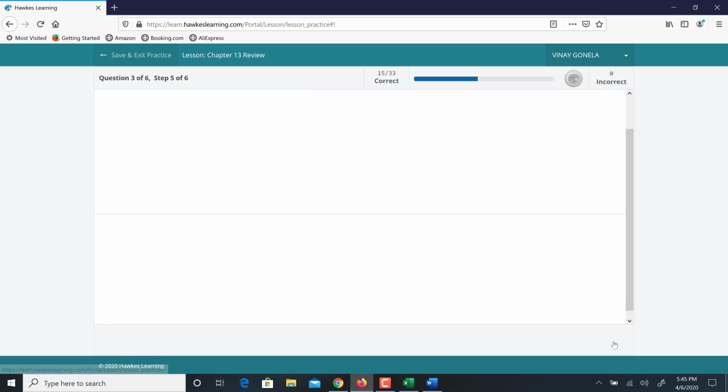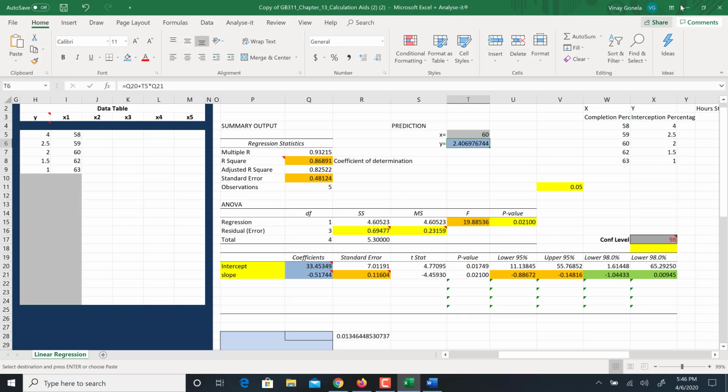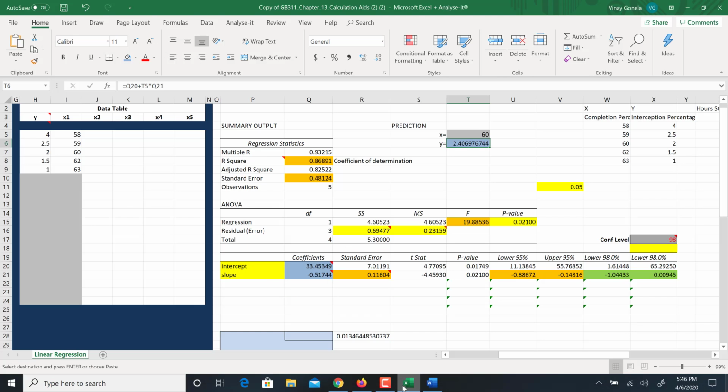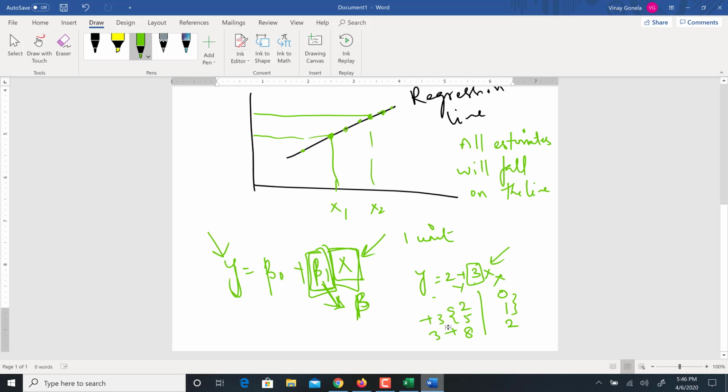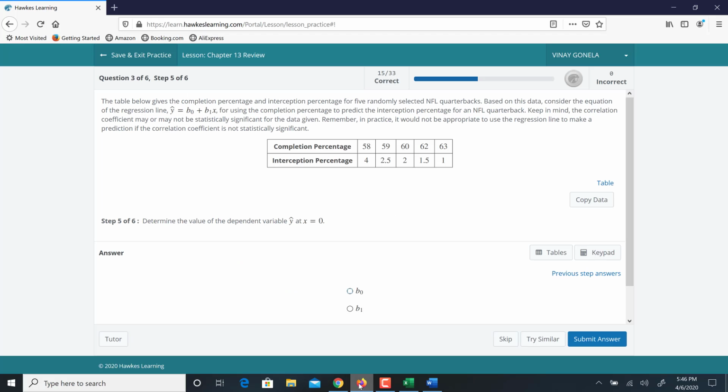So the next part of this is to determine the value of the dependent variable at x is equal to 0. If I put x is equal to 0, y will be beta naught. So that is this expression. I'll check that.